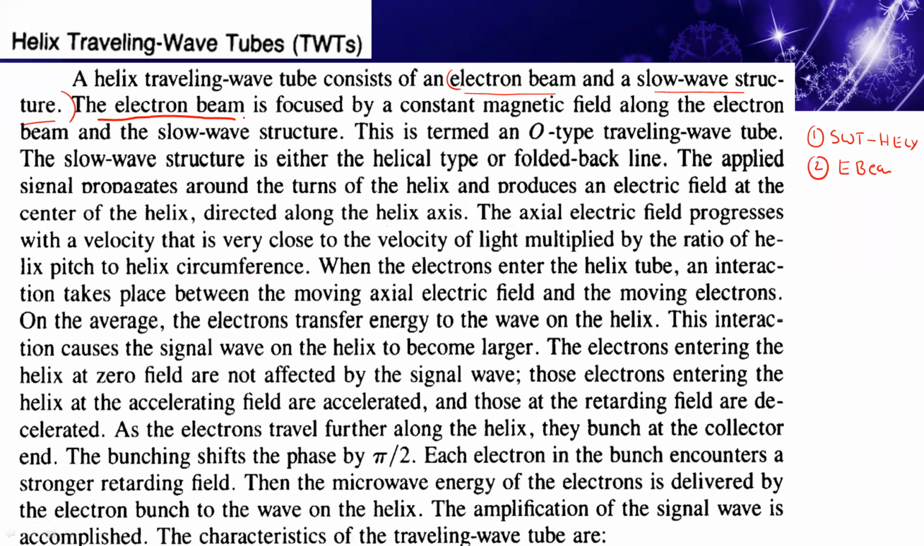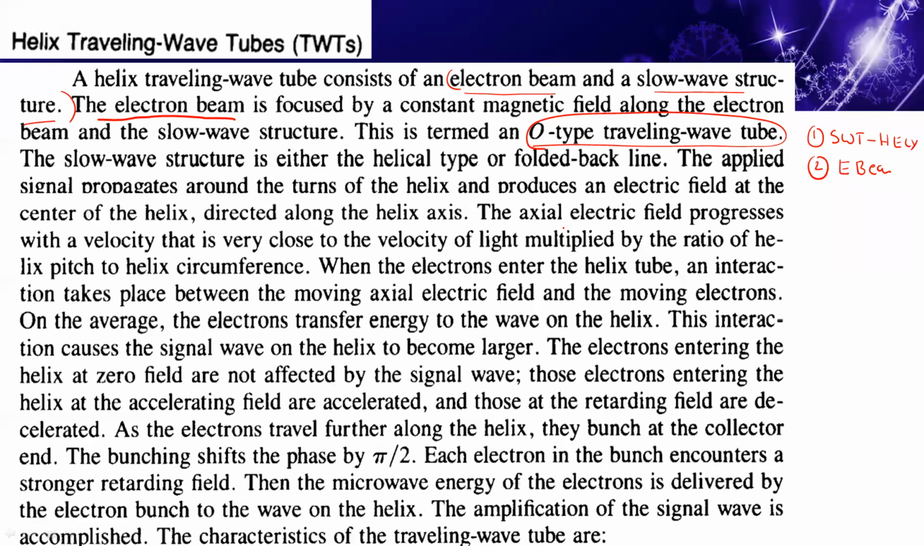When this type of phenomenon is observed, the principle in microwave engineering is called a linear O-type traveling wave tube. So this is called an O-type traveling wave tube. Nothing but when the electron beam is focused by a constant magnetic field along the electron beam and the slow wave structure, it resembles linear beam type tubes, simply called O-type tube.